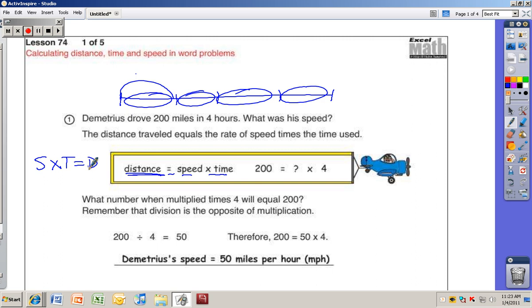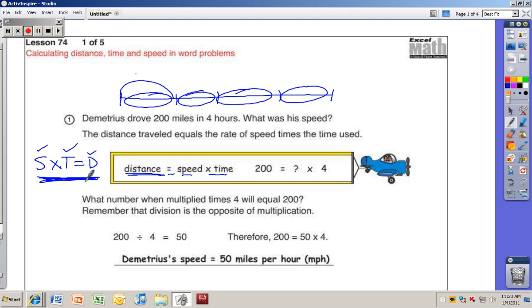The way we can memorize that little formula is to think of Stinky Tim died. Every time you see a problem like this that involves speed, I want you to write out Stinky Tim died before you start doing the problem. I'll show you how to do that in a little bit.